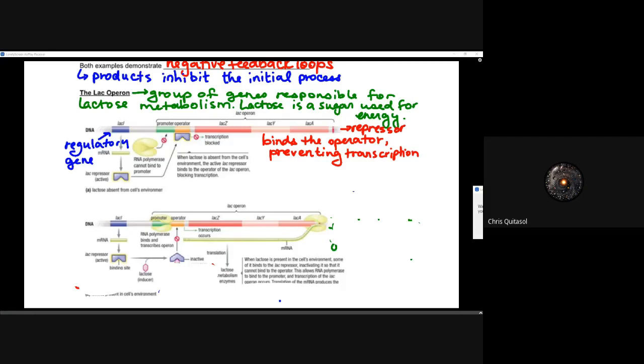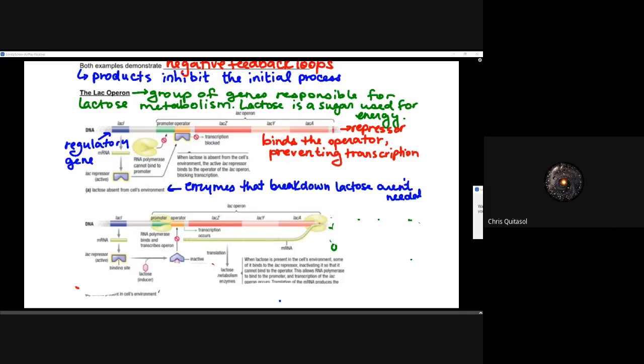So that operator region has a repressor that's bound to it, and it prevents transcription of the lac operon, the genes responsible for the metabolic process of lactose. So the enzymes aren't there to break down the lactose that isn't there. And it's a very efficient use of the cell's resources. Now, that's when lactose is absent from the cell.